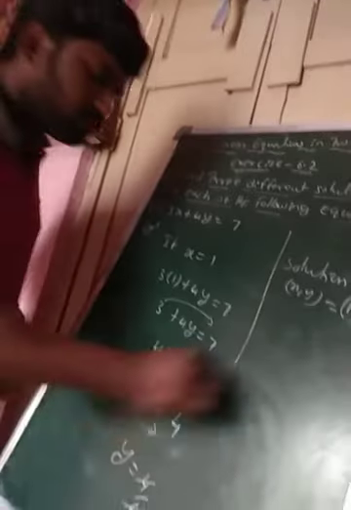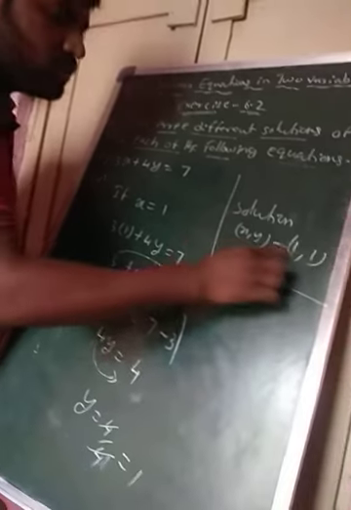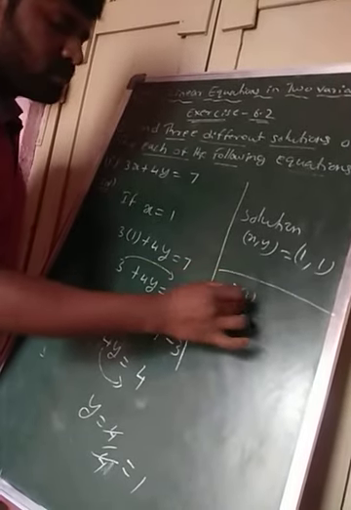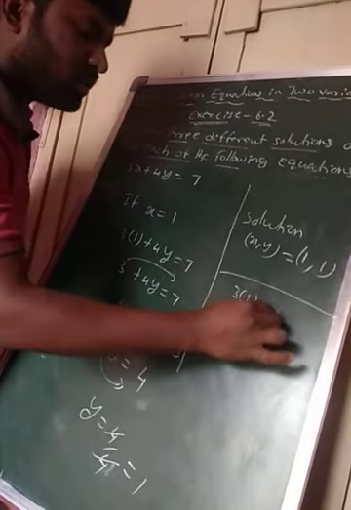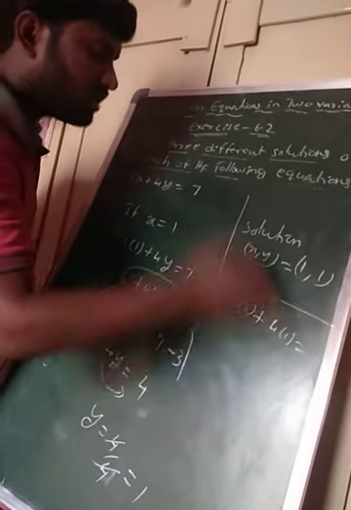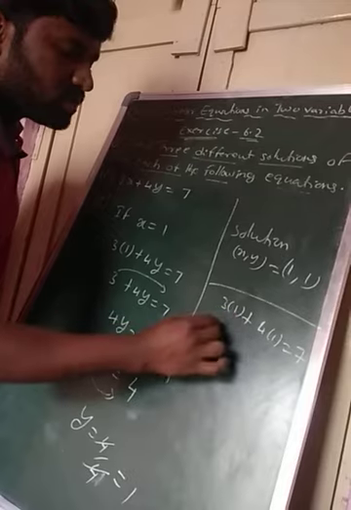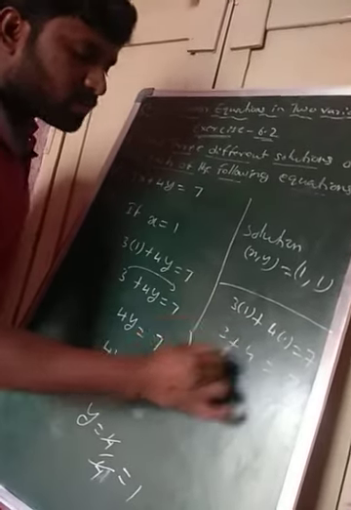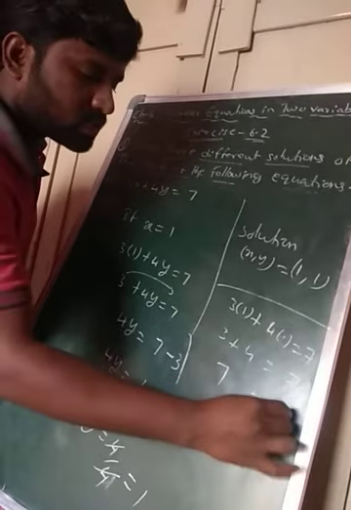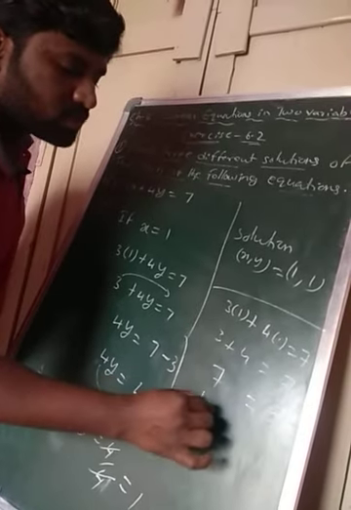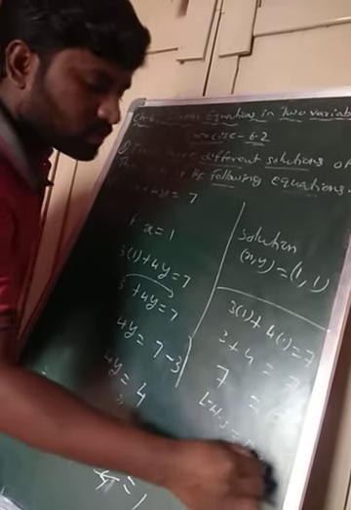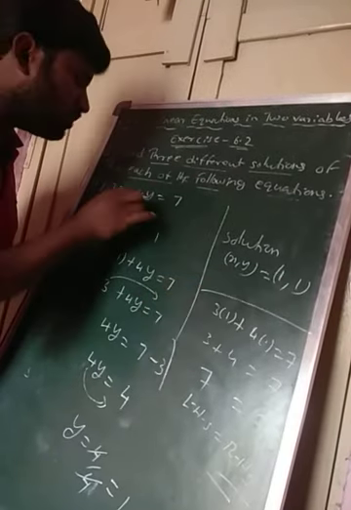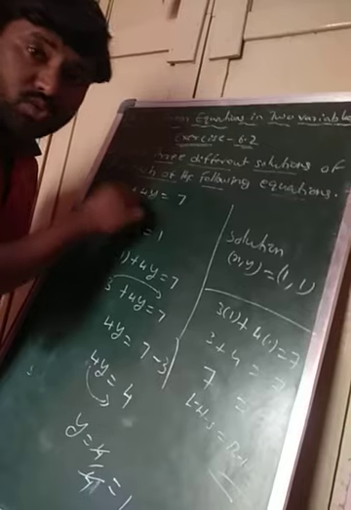Let us check. The x value is 1 and the y value is 1. So here, 3 times the x value 1, plus 4 times the y value, also 1, is equal to the RHS part, which is 7. So 3 ones are 3, plus 4 ones are 4, equals the RHS part 7. 3 plus 4 is 7. So LHS equals RHS. Then we can say that (1, 1) is the solution of the particular linear equation with 2 variables.